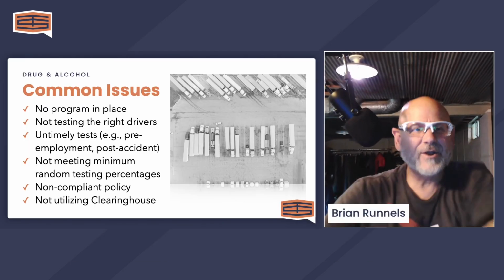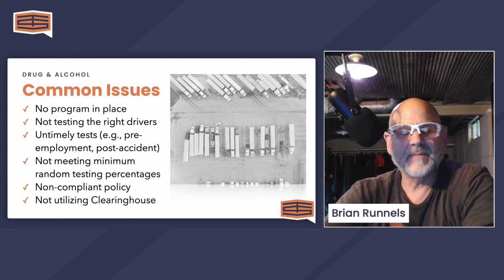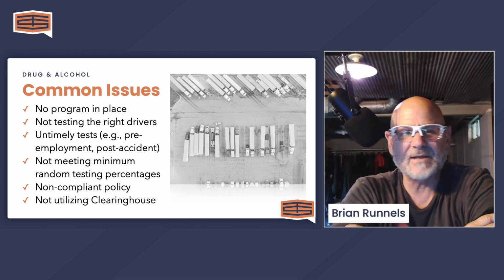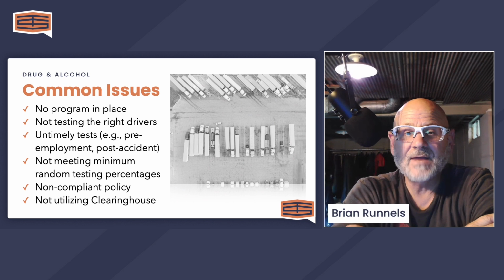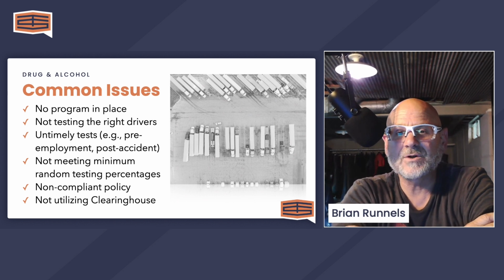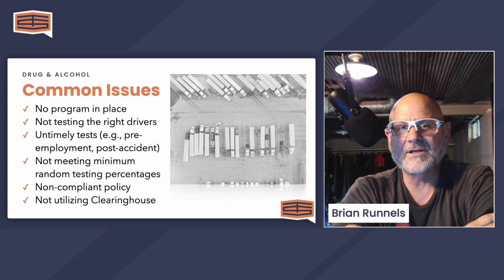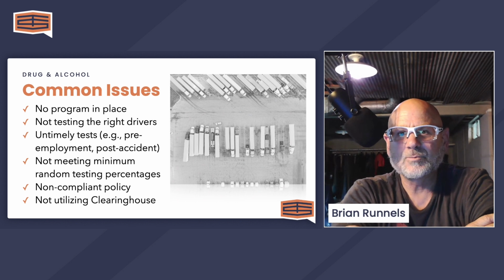Okay. All right, Brian, turning back over to you. Okay. So I think we were down to not meeting the minimum random testing percentages. We kind of talked about that already. Having a non-compliant policy, take a look at your policy. Make sure it has all the wording in it that's required for a drug and alcohol testing program. And not utilizing the Clearinghouse. And not only that, but having the right release forms for a driver.